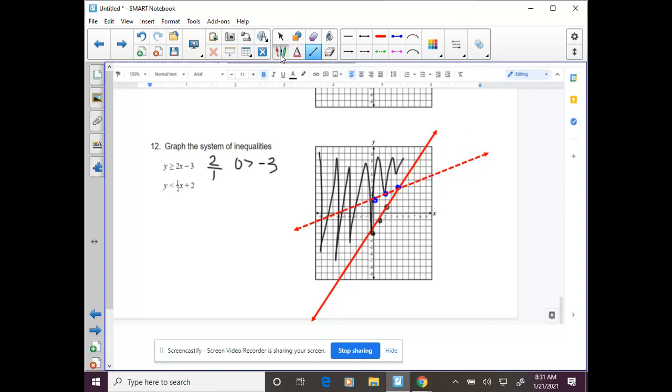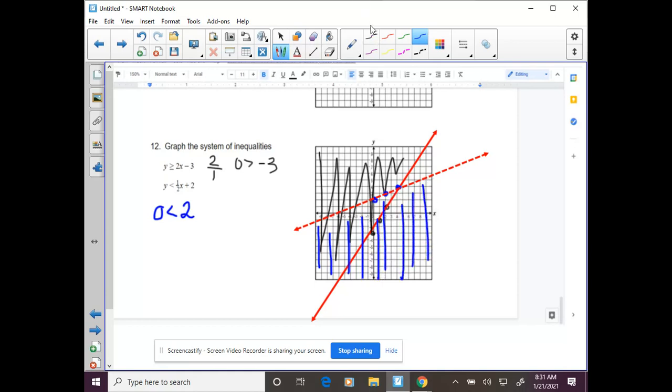I'm going to try the point 0, 0. So 0 is less than, I know 1/2 times 0 is still 0, and then it would be less than 2. So that is also true. So from the dotted line, everything below would be shaded in. There's only one little portion that they're overlapping, and that's what we care about. I'm coloring it in green right now. Those are the solutions to both. And that's what you want to know when you're doing a system. You don't care about solutions to just one. You want to know the solutions to both.